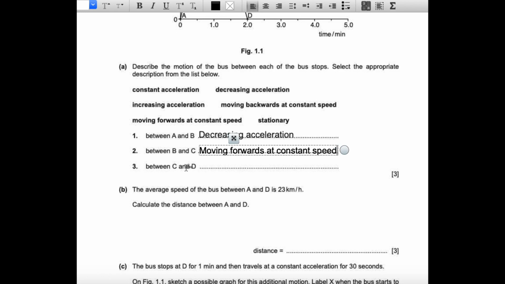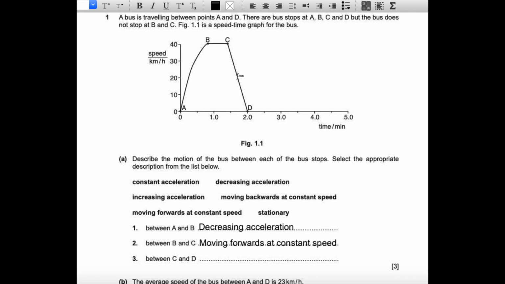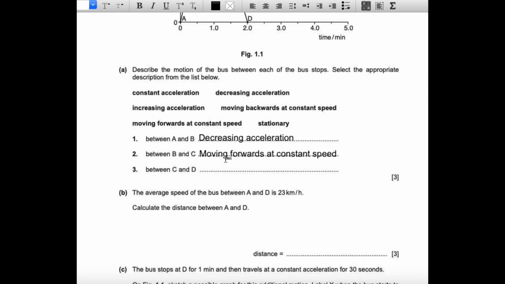Between C and D, let's return to the graph. Between C and D, you have a straight line on a speed time graph, so we have constant acceleration. So it will be constant acceleration. That's it.